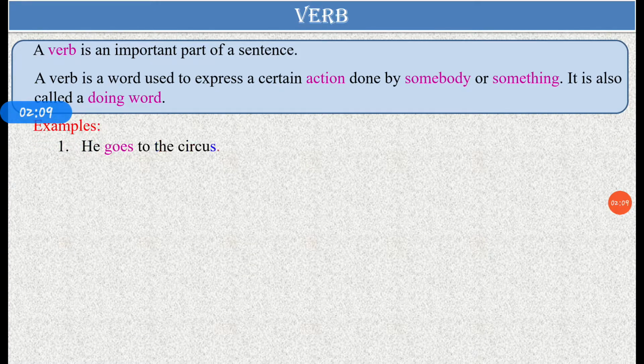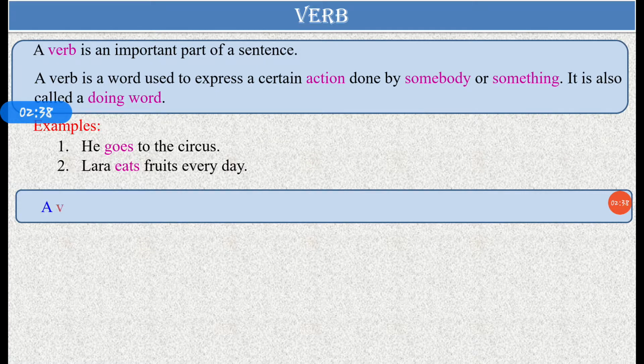Examples: he goes to the circus and Lara eats fruit every day. Here the verb goes is showing a certain action. He goes to the circus means वो circus जा रहा है. And Lara eats fruit every day, Lara every day fruit खाती है. It's showing certain actions of somebody.